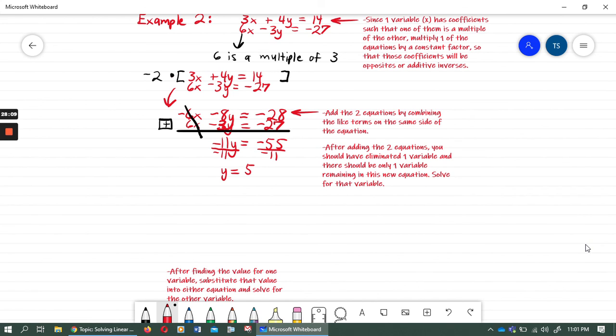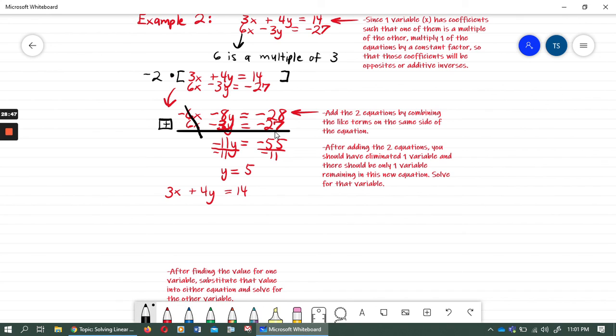So we're going to substitute that value for y. And again, it doesn't really matter which of those two equations you choose to use. I'm just going to choose the first one because it's the first one that my eyes behold. So let's see here. 3x plus 4y equals 14.